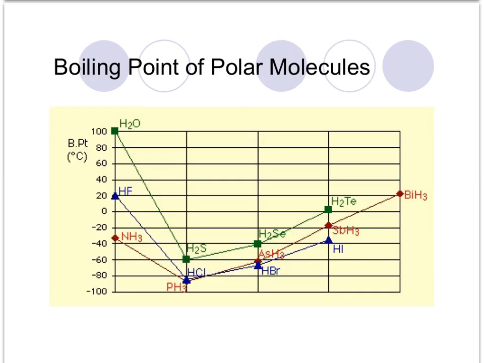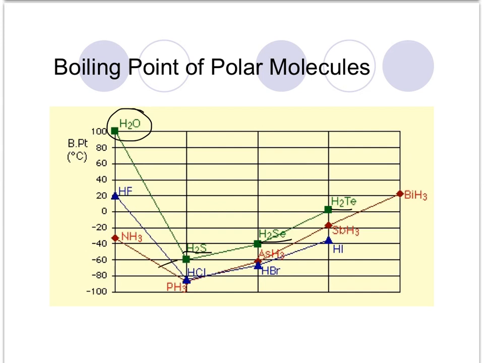Let's take a look at the boiling points of polar molecules. If we look at the trend in green for H2S, H2Se, and H2Te, we see that these are all polar molecules and they are getting larger in size. That means there are more electrons moving around, so the London dispersion forces in these molecules are also getting greater. Thus, the boiling point is getting greater. But if we take a look at water, which follows that same pattern, you will see that it is an anomaly. It is at 100 degrees Celsius.